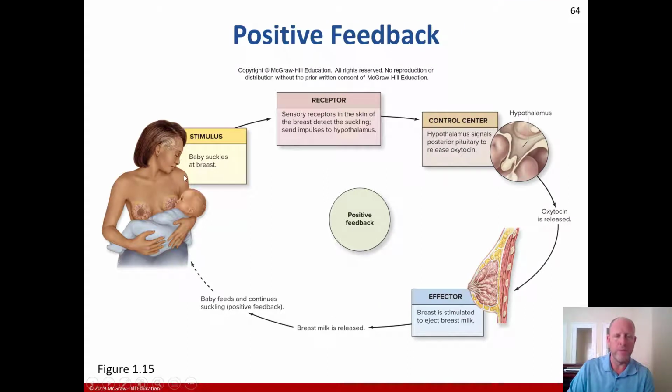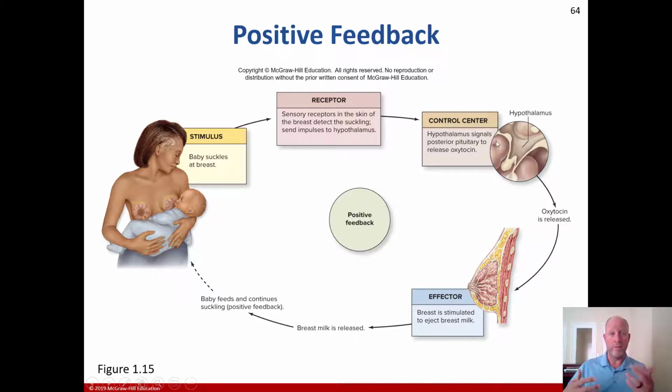One example here is, in fact, breastfeeding. Baby suckles at a mother's breast. The sensory receptors in the skin of the breast detect the suckling, and that sends impulses to the hypothalamus in the brain. The hypothalamus signals the posterior pituitary. We'll talk a lot about the HPA axis as this course goes forward, with a very common response for any kind of stress in the body. That hypothalamus signals the posterior pituitary to release oxytocin.